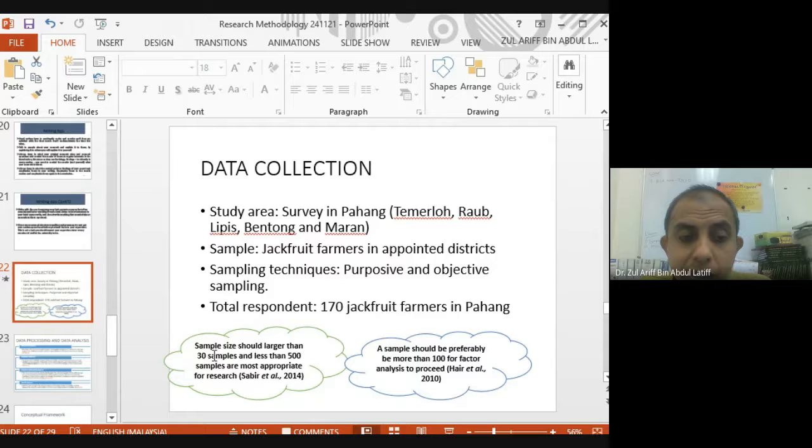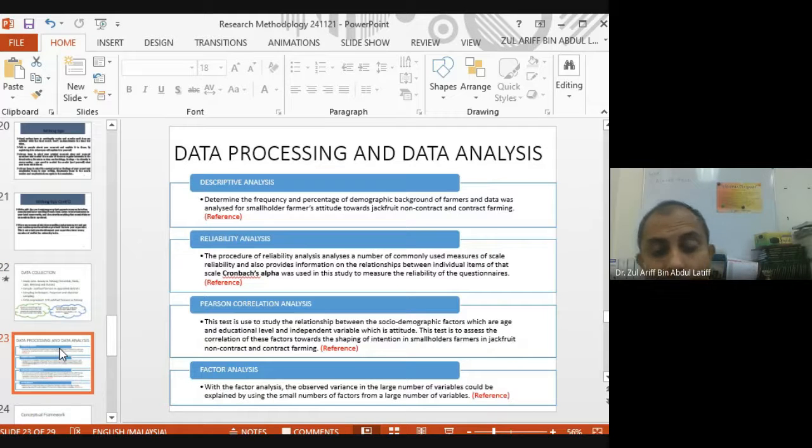Sample size should be larger than 30 and less than 500, as stated by Sekaran et al. 2014, or a sample should be more than 100 to proceed ahead. Each of your analyses should have this. Your presentation will be like this, but in your writing you should also have it like this. Maybe some of you ask, why 170? Sekaran said 30 and above is considered good. So 170 is fine. You can also say Hair 2010 stated a good research has above 100 respondents. Okay, clear? This is the flow of your analysis.